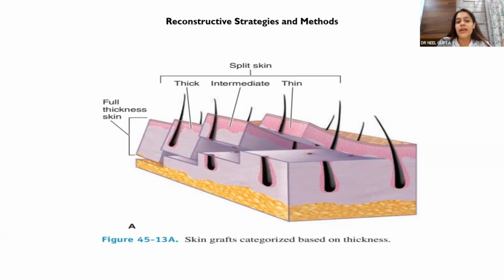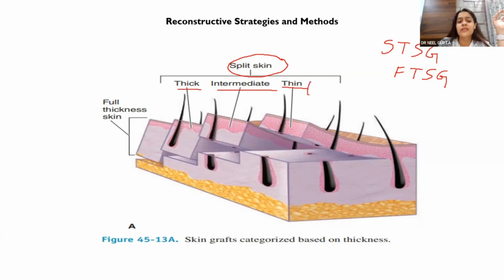Skin graft can be of two types. It's a split thickness skin graft, known as STSG, or a full thickness skin graft. Split thickness skin graft comprises the epidermis and some portion of the dermis, whereas full thickness skin graft comprises the complete epidermis and the dermal component, not the subcutaneous tissue. So as you can see in this picture, split thickness skin graft again is divided into thin, intermediate, and thick.